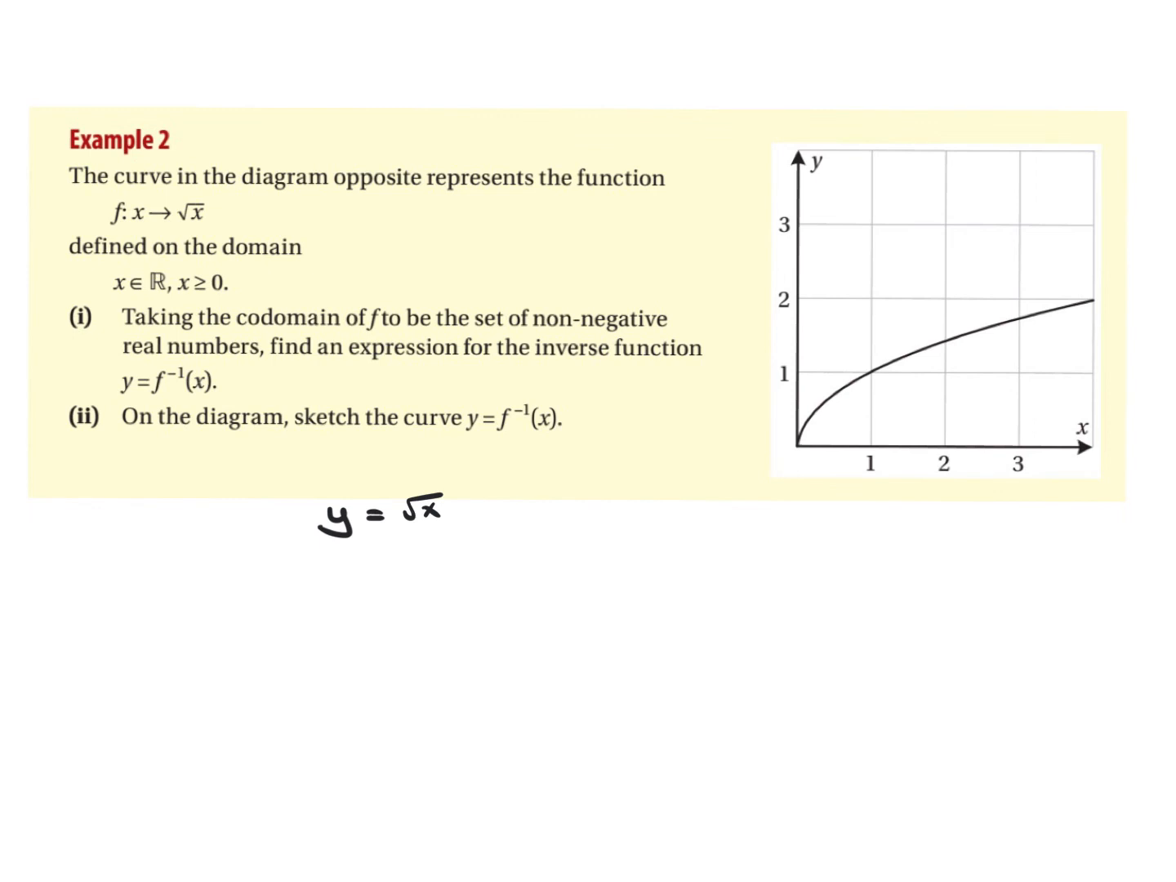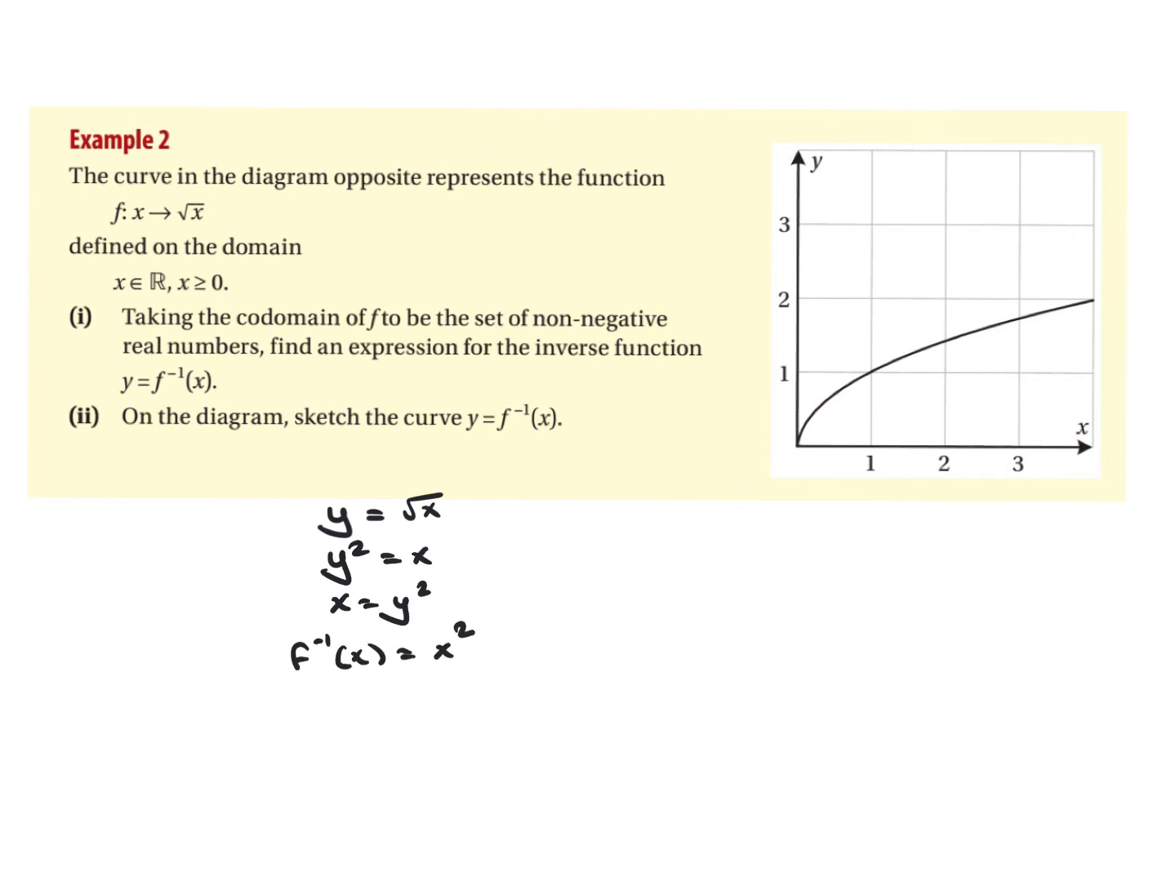And then what we're going to do is get x on its own, remember? So I'm going to have to square both sides to undo this square root. The opposite, or the inverse, is to square it. So I'm going to end up with y squared is equal to x. And then remember, now that I have x equal to, I might turn it around. Quite a lot of people like to do that. I put f to the minus 1 of x is equal to x squared.